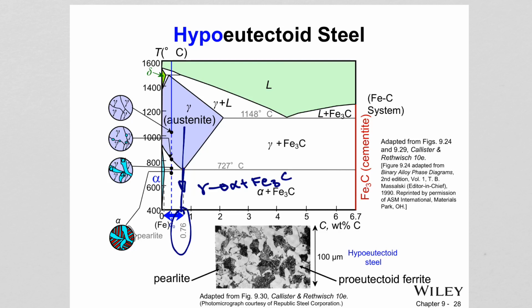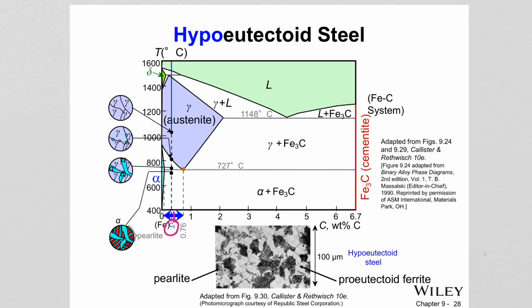So at this point and below that, this is where we have the eutectoid steel, but now we are talking about hypoeutectoid, meaning before the eutectoid composition. That means in between 0 and 0.76. So somewhere in between you can choose a composition, which is C0, as you can see.